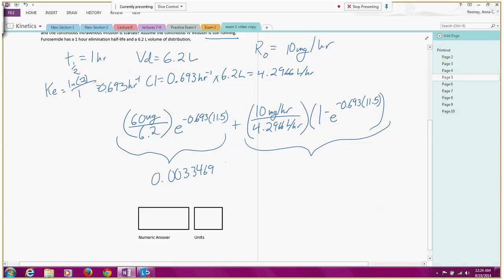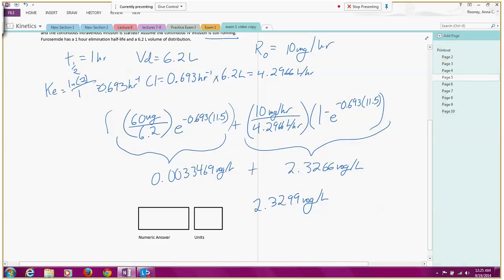So you find that your loading dose concentration is 0.003349 milligrams per liter, and your other concentration is 2.3266 milligrams per liter. So then your total concentration is 2.3299 milligrams per liter. Not nanograms, milligrams. I keep missing that.